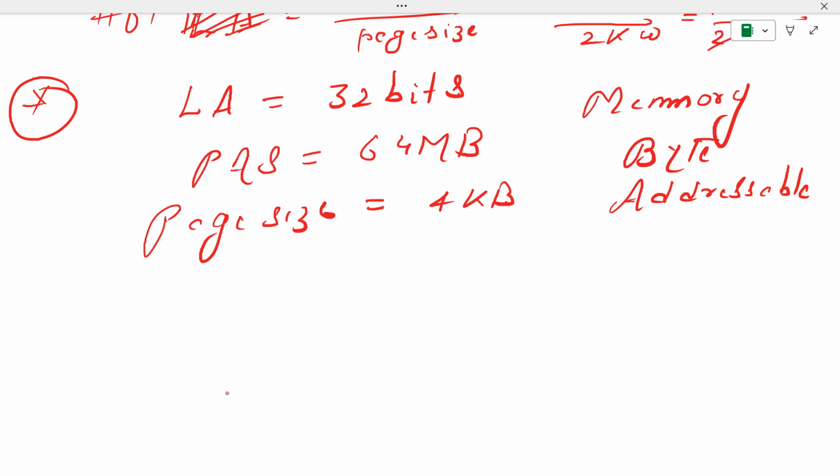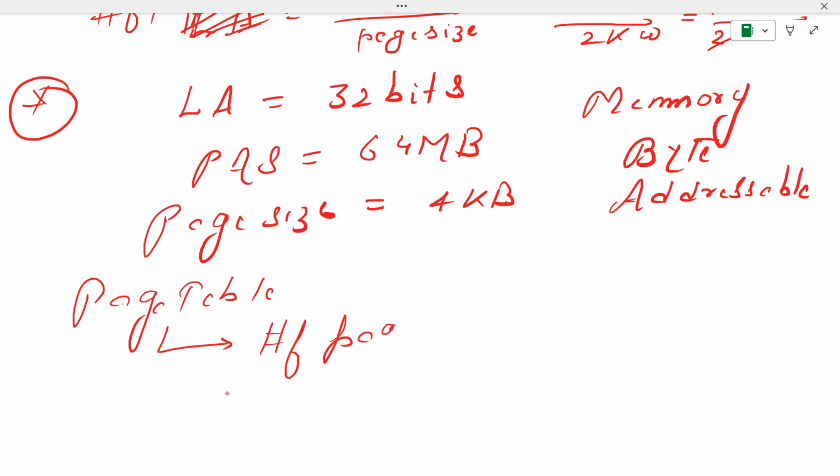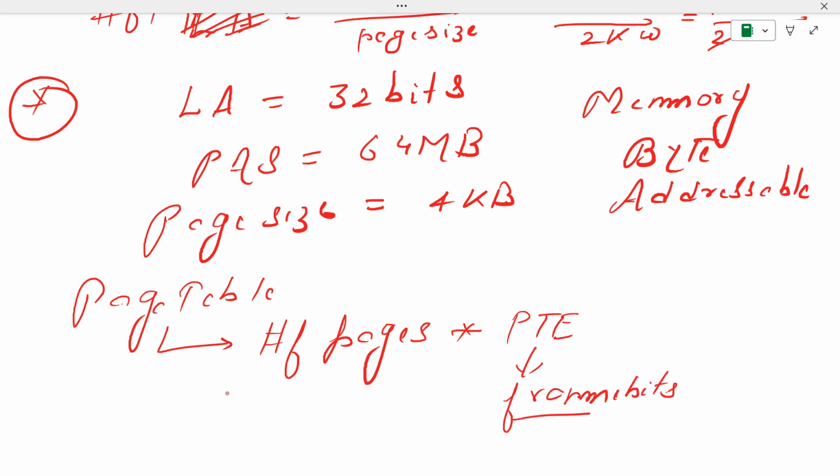Now we need to find out the page table size. To calculate the page table, we need the number of pages into each PTE. Now the PTE consists of the frame number, so the number of bits used to represent the frame number, that is frame bits. From here we can calculate the number of pages from the LA and page size.